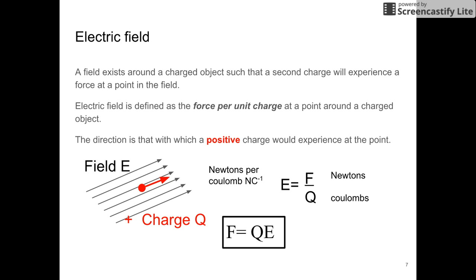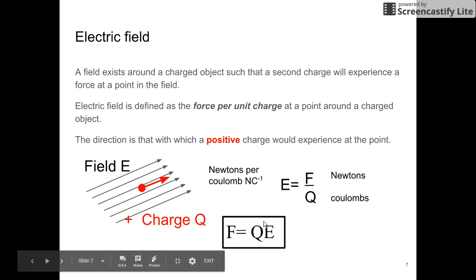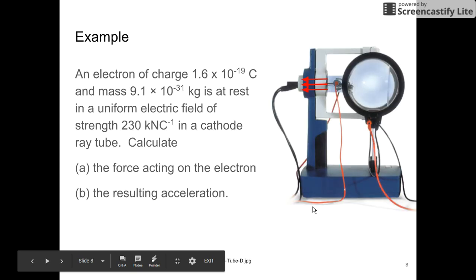And you've got the defining equation there, E equals F over Q, force per unit charge, and so the E is in newtons per coulomb, and so force is charge times electric field. So the bigger the field, the bigger the force, and the bigger the charge, the bigger the force that you've got at that point there.